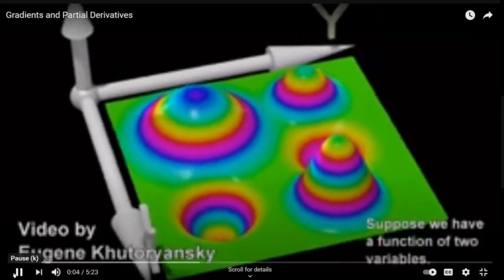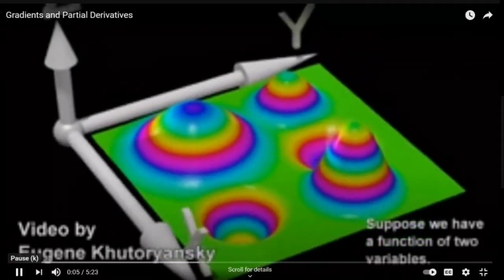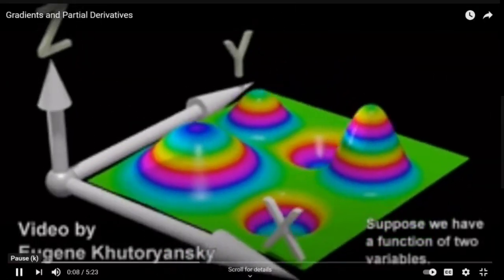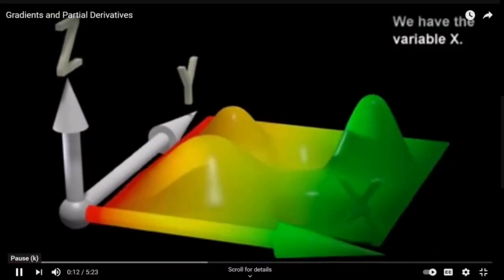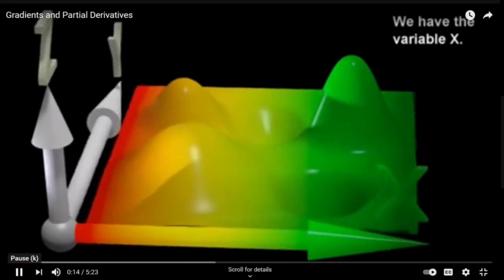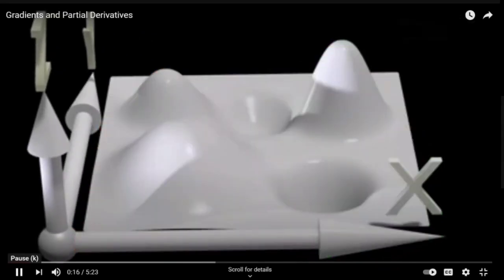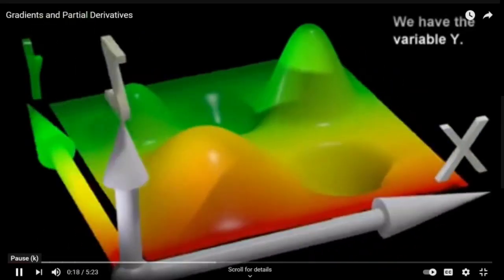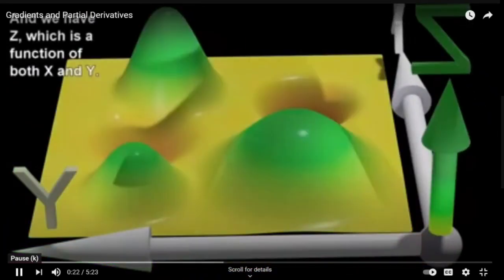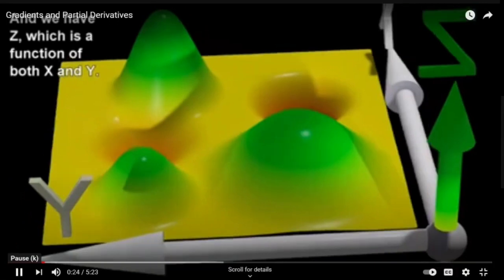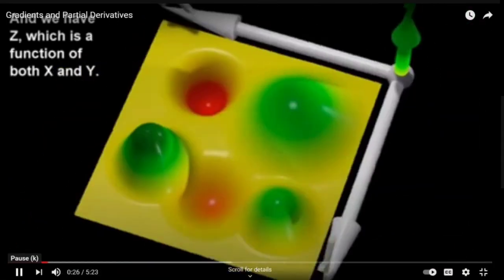We have a function of two variables. We have the variable x. We have the variable y. And we have z, which is a function of both x and y.